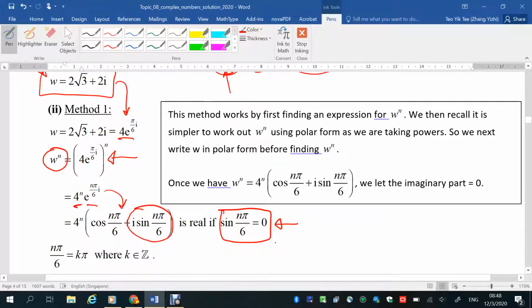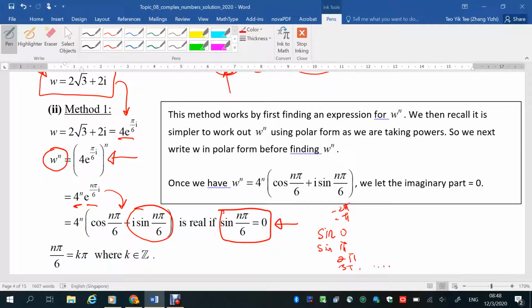If you understand the basics of your trigo skills, sin 0, sin π, sin 2π, 3π, etc., or even minus π, minus 2π, etc. — sine of all these values will surely equal 0.